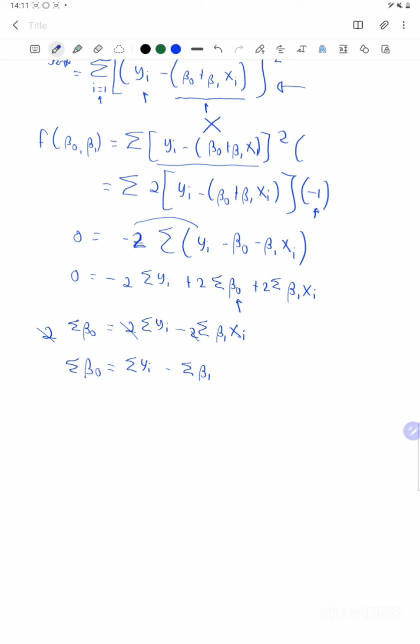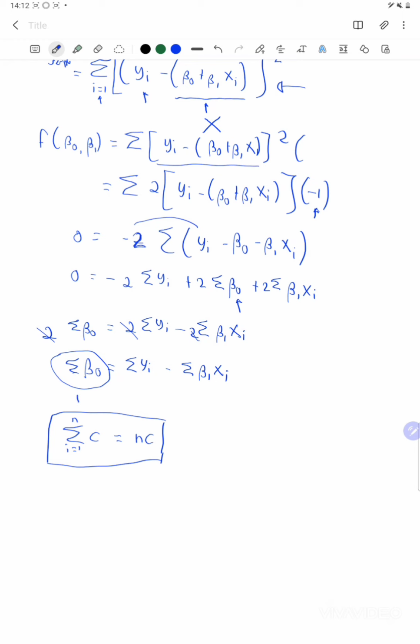Minus xi. How are we going to interpret this? Just a recap for a summation: the summation for i equals 1 to n of a constant is equal to nc. So this is our general formula for the summation of a constant, and we know that this is constant.